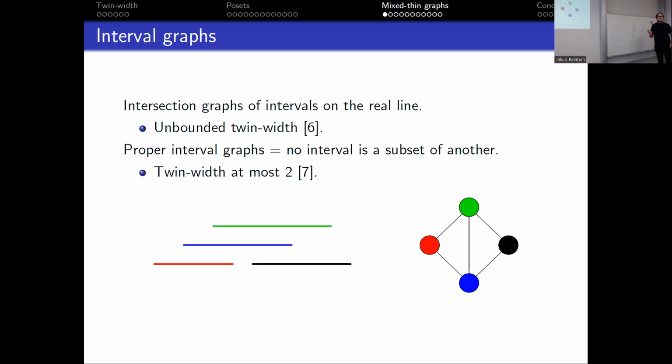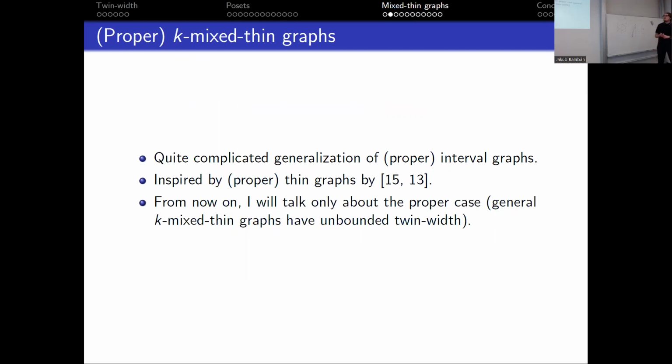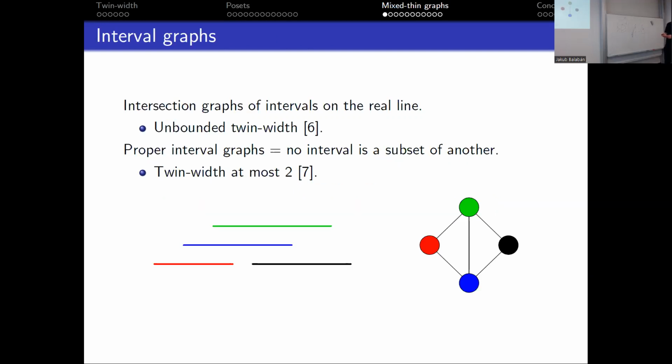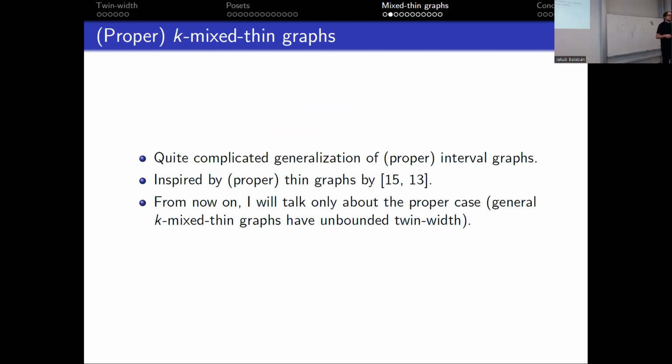The difference relative to twin width is that general interval graphs have unbounded twin width, while proper interval graphs have twin width at most 2, which was shown not by us. But we will generalize these interval graphs to proper k-mixed graphs, which is a really complicated generalization, because we wanted to generalize as much as possible while keeping bounded twin width. Because interval graphs already have unbounded twin width, generalizing them keeps it unbounded, so I will talk only about the proper case. If I sometimes forget to say proper k-mixed graphs, I mean proper. I just didn't want to say this one word.